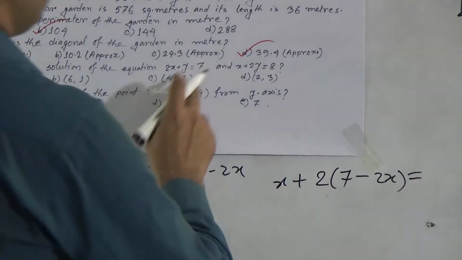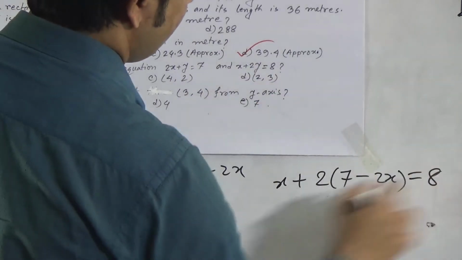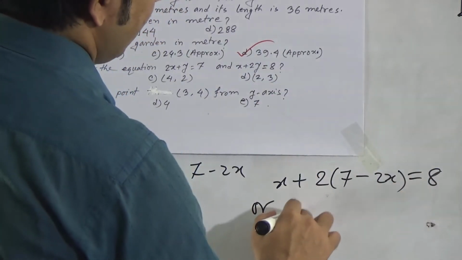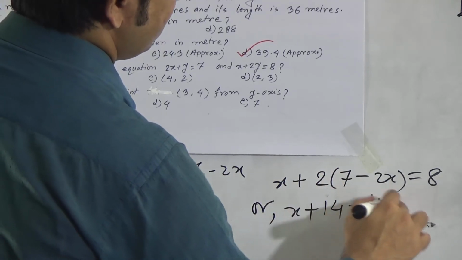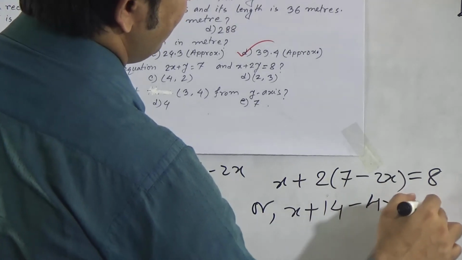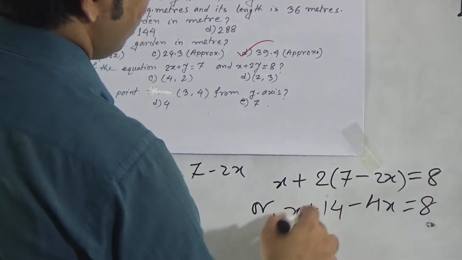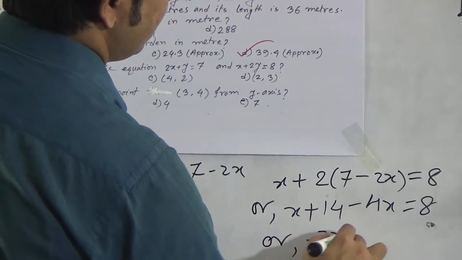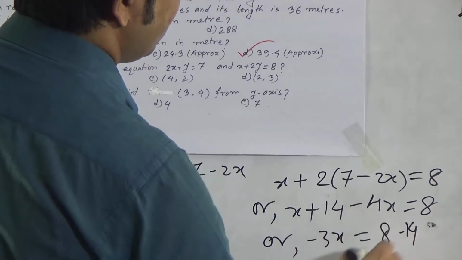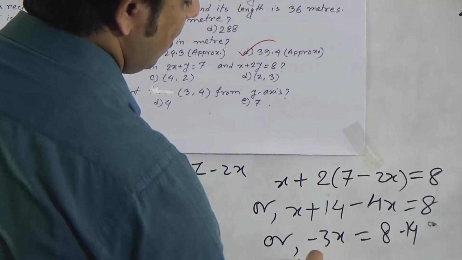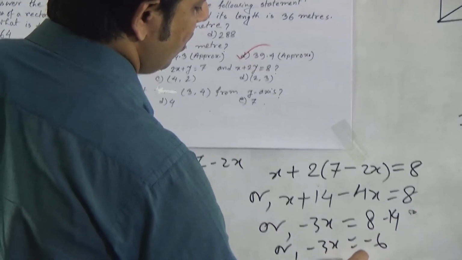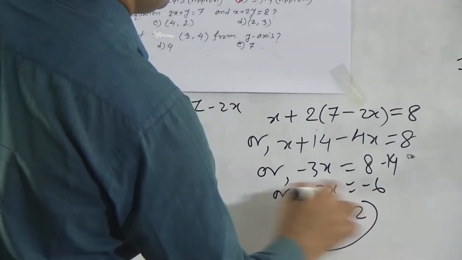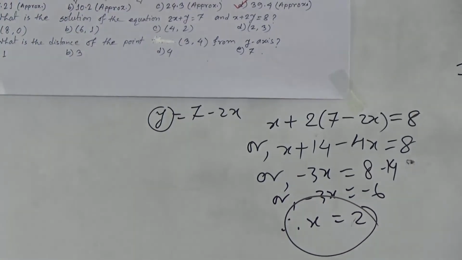Now what is the value here? The value is 8. We can solve: x plus 14 minus 4x equals 8, or now minus 3x equal to 8 minus 14. So we will get minus 3x equal to minus 6, therefore x equal to 2. Now x equal to 2 is in which option? Option D.